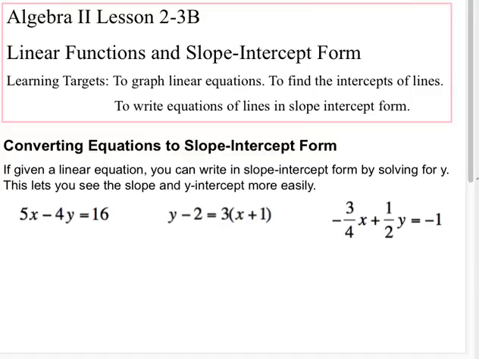We're going to continue our conversation on linear functions in slope-intercept form. This time we're going to add a learning target of finding intercepts of lines. So that's going to be one of our new skills today. Otherwise, the rest of it is still just talking about slope-intercept form and graphing in slope-intercept form.